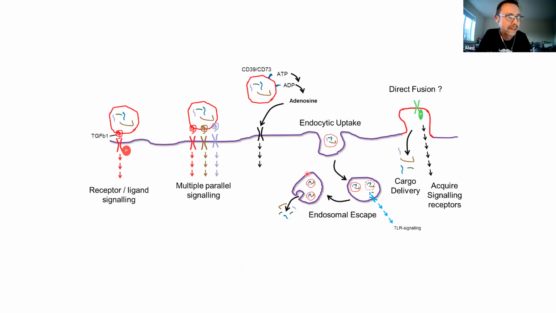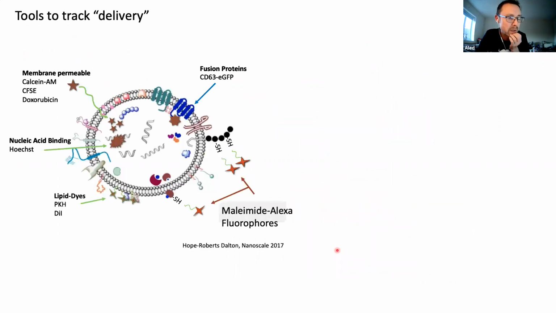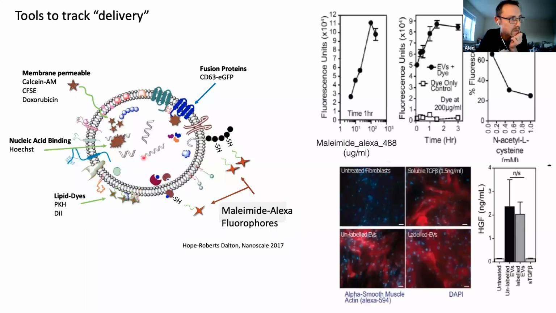But we've also looked at entry following binding. This is a very complex thing to do. There's lots of ways of fluorescently tagging vesicles. We've done it largely by fluorescently tagging the protein shield around exosomes. This works very well as a labeling strategy, and it does not interfere with differentiation function.